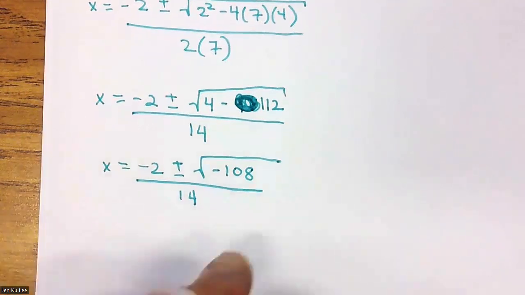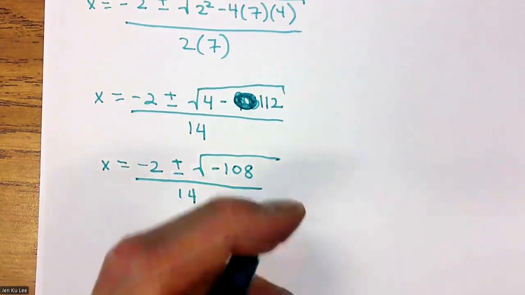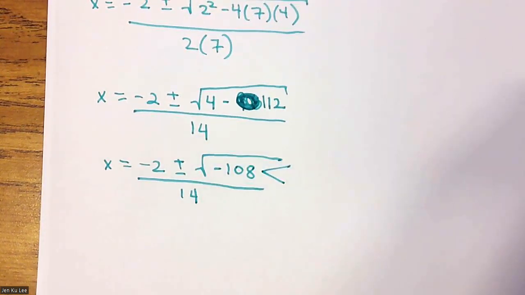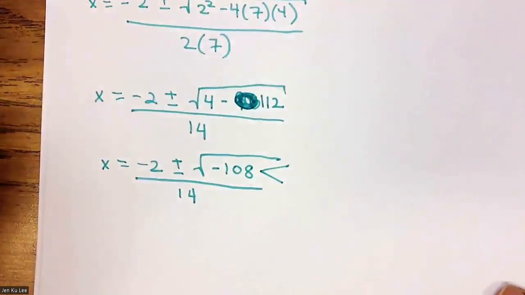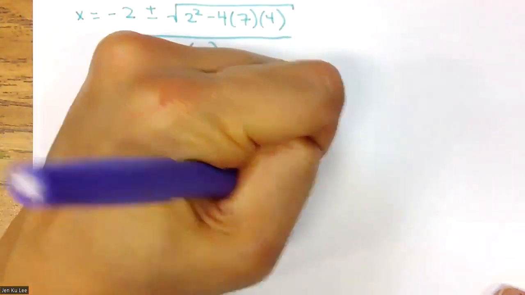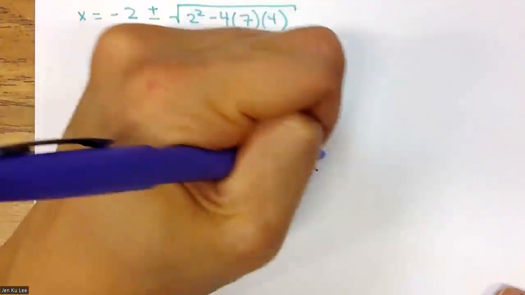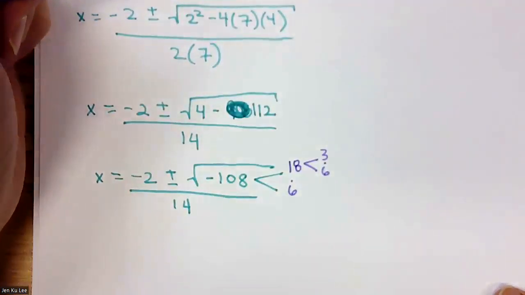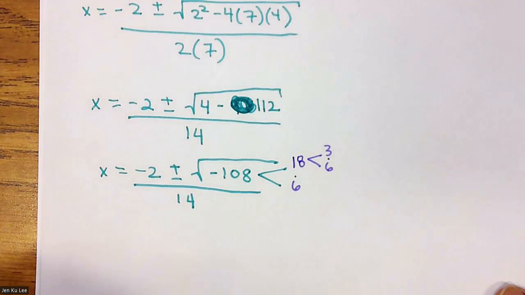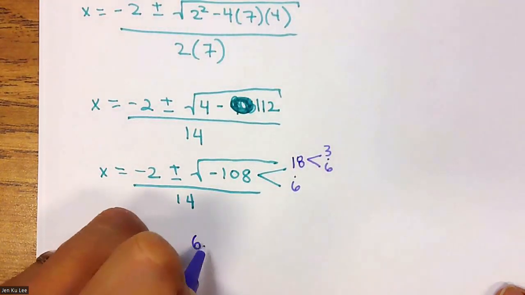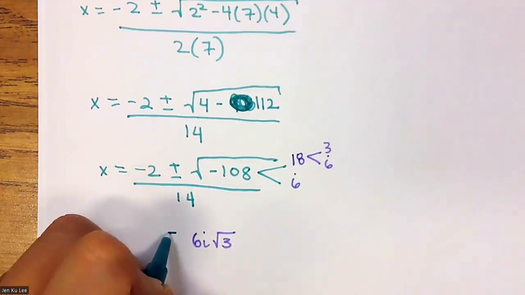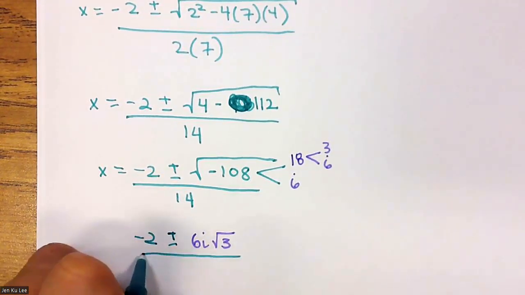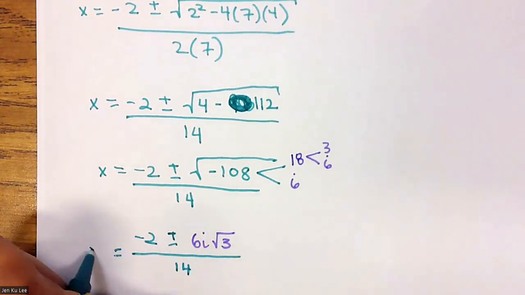divided by 14. Just know that I'm going to take out that i and work with 108, the positive version, right? What can I take out, or what two numbers multiply to 108? 18 and 6, okay? 18 times 6. 18 is 3 times 6. So this is going to be 6 square root of 3, right? So this is going to be 6i square root of 3. That makes sense? Plus or minus -2 over 14 equals x.